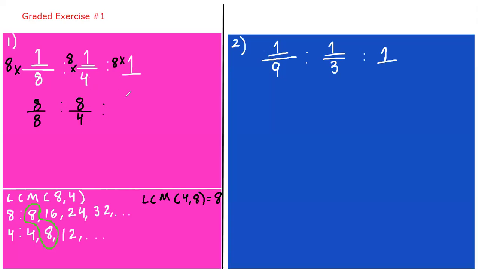Then we have 8 times 1. What is 8 times 1? That's going to be 8. Very good. Then we have 8 divided by 8, which is what? 1. Very good. 8 divided by 4, which is what? 2. Very good. And let me just bring down this 8. So it's 1 over 2 over 8.